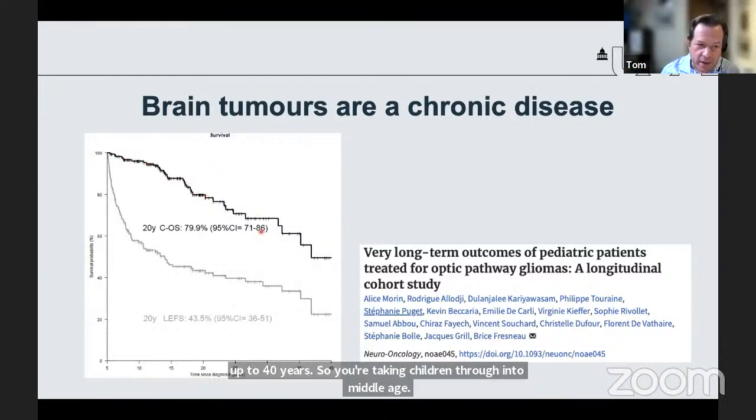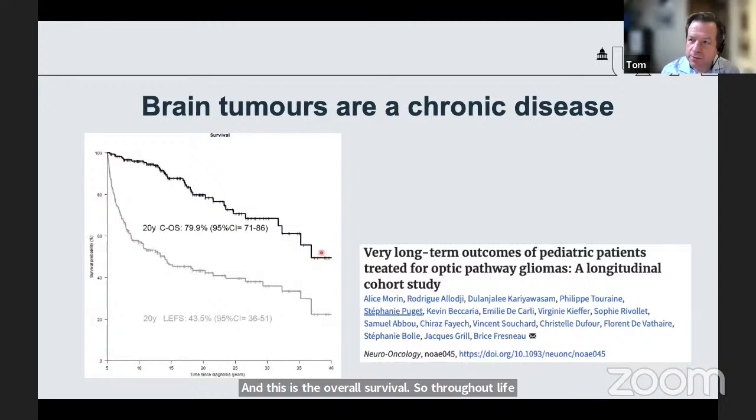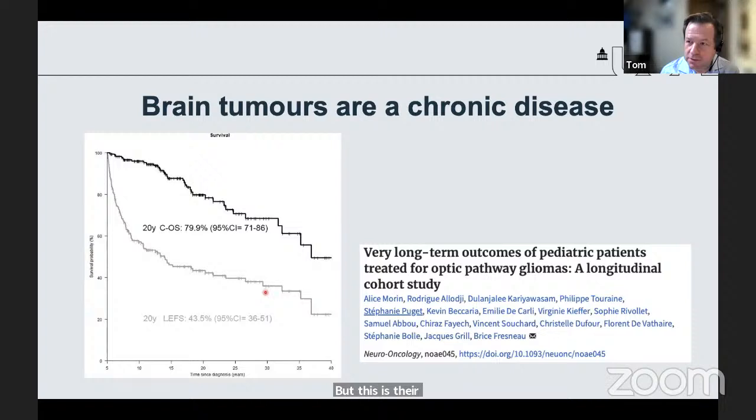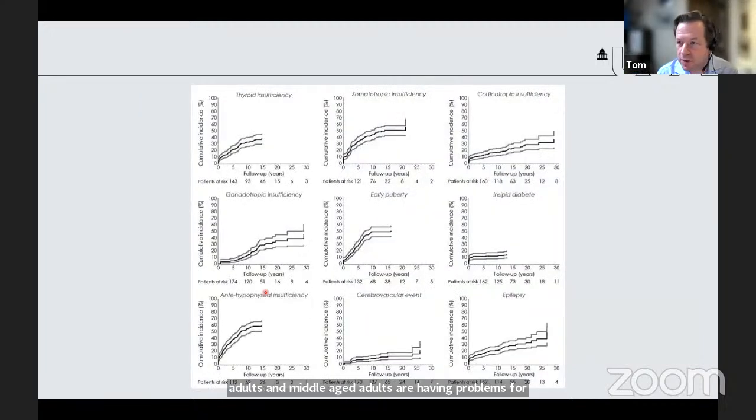So throughout life, and I guess we're getting up to people who are in their 40s and their 50s here, you're getting a 50% mortality rate overall. But this is their event-free survival. And it's even worse. So these children, and then young adults and middle-aged adults, are having problems for years and years and years. This is showing some of the breakdown of the kind of problems they have.